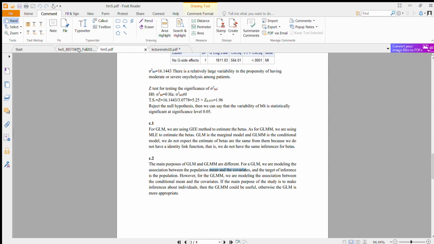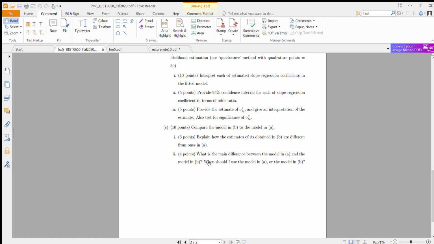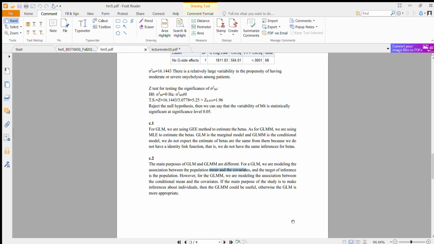So it's quite easy to answer the last question. When should we use the model in A? When should we use GLM and when should we use GLMM? If your purpose of study is to make inference about individuals, you can use GLMM. But if your purpose is to learn about the population, you can just use GLM.